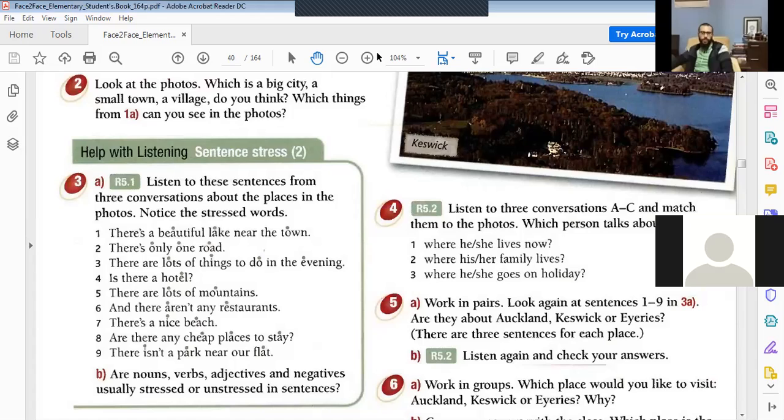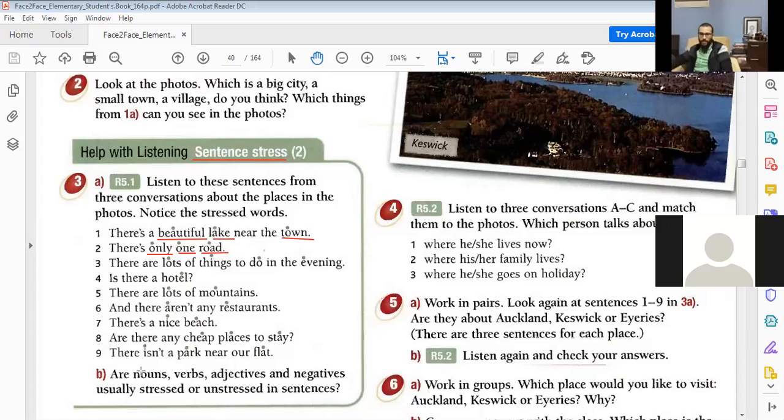Okay, so here in this listening part, I don't know if you paid attention, but some of the words are stressed, right? Yes. Like here, these words. But why are they stressed? Or I have a better question. The question is, are nouns, verbs, adjectives, and negatives usually stressed or unstressed? Usually stressed. Yes, exactly.